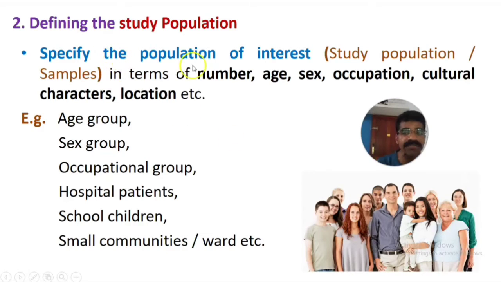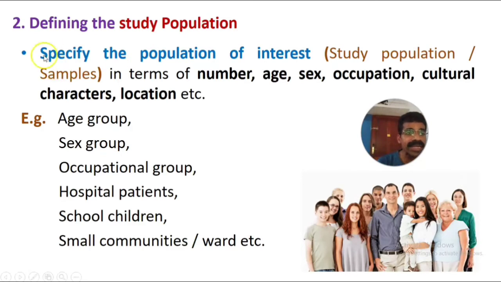Thus, specify the population of interest, that is called the study population or the samples of our study, in terms of number, how many, and according to their age. We may study among teenage people, or among geriatric people, or among under-5 children, etc. Age, sex, male or female, occupation. Sometimes we study those who are working in the agricultural field, or according to specific cultural characteristics and location, urban area, rural area, etc.